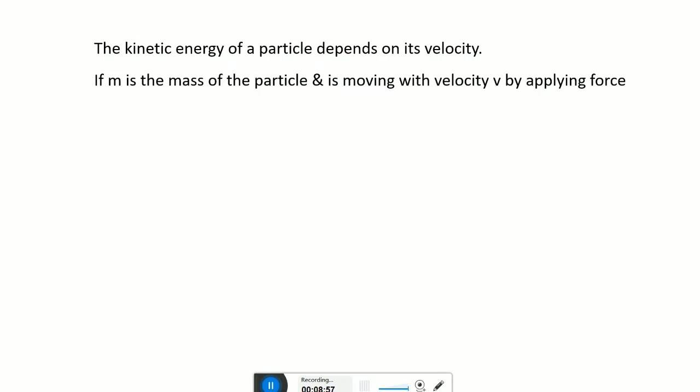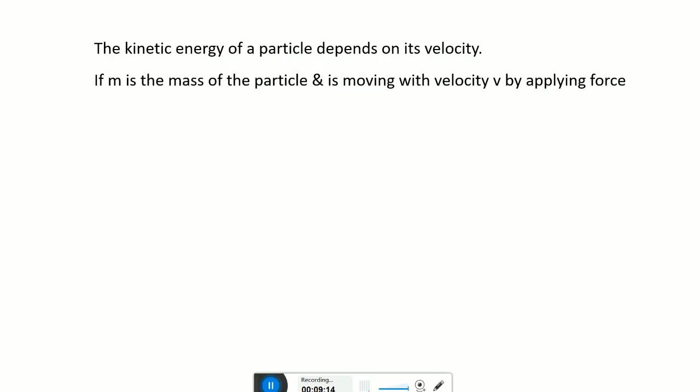The kinetic energy of a particle depends on its velocity. The velocity of the particle can be changed by applying a force, which can do work on the particle. Hence, the kinetic energy of a particle can be changed by applying a force.